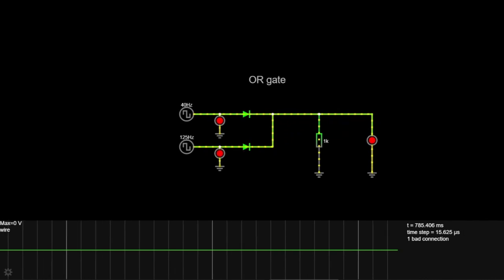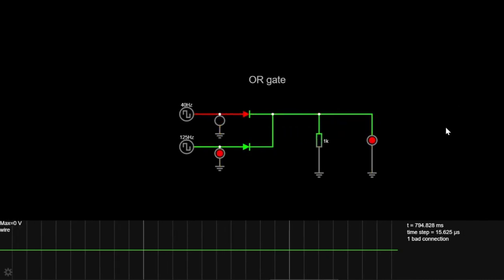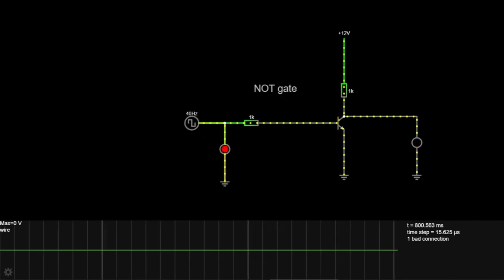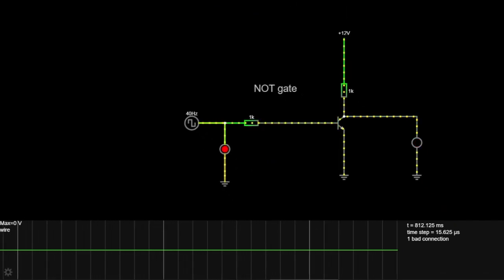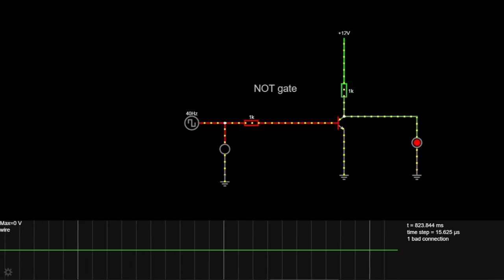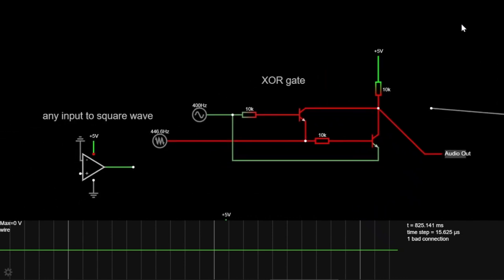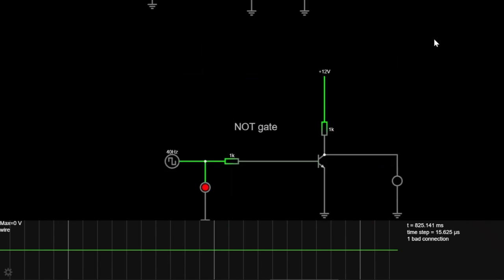And then the NOT gate looks like this. Ding, ding, ding, ding. And we also have a little bit more complex one here, the XOR, the exclusive OR gate. And here is where we come to a little bit more of what I am going to do with it. So I thought I like this.